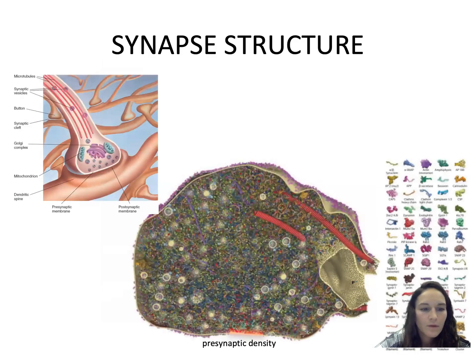So here we're looking at the actual anatomy of the synapse. This is an image produced by using something like 60 different methods.